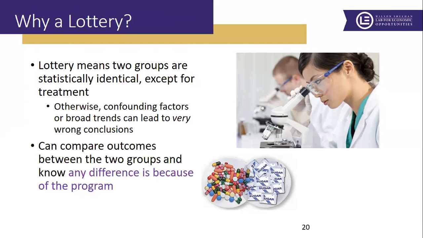You really want to get two groups who are equally interested in the program so that you can randomly select them and assume that on average, the two groups are going to be the same at the start.